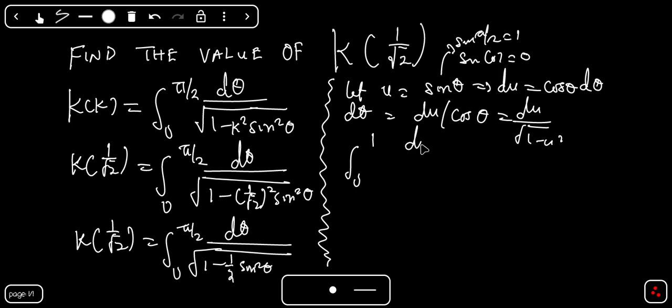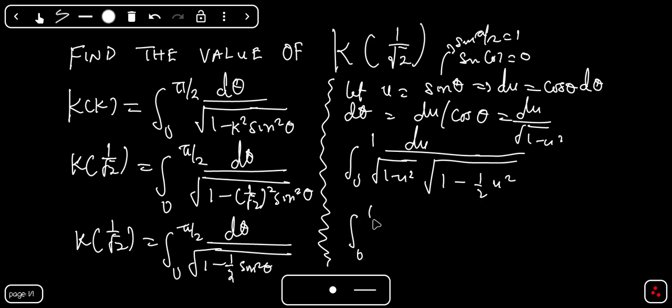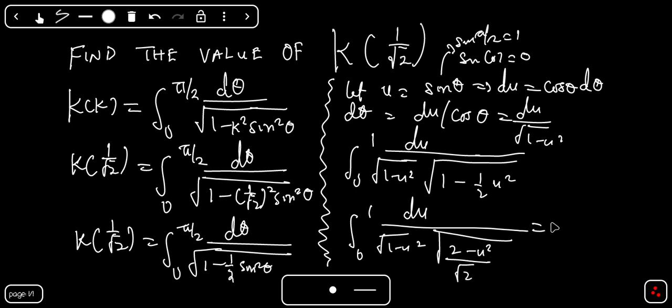Then d theta will be du over the square root of 1 minus u squared, multiplied by the square root of 1 minus 1 over 2 u squared. Then we can now write this integral as follows: the integral from 0 to 1 of du over the square root of 1 minus u squared, the square root of 2 minus u squared, over the square root of 2. So then this will be equal to the square root of 2 multiplied by the integral from 0 to 1 of du over the square root of 1 minus u squared multiplied by the square root of 2 minus u squared. Okay, so then let's move on.